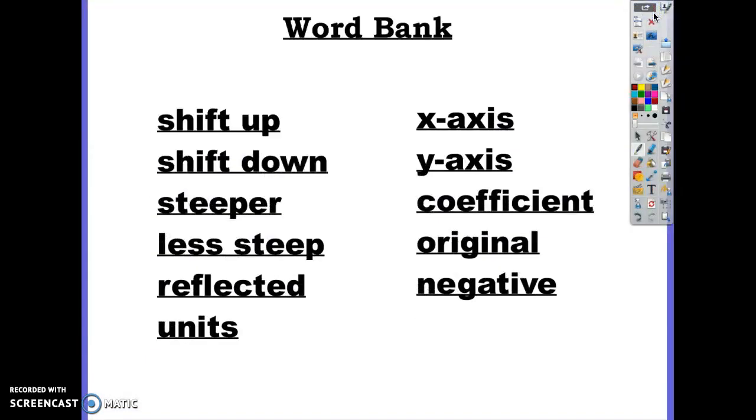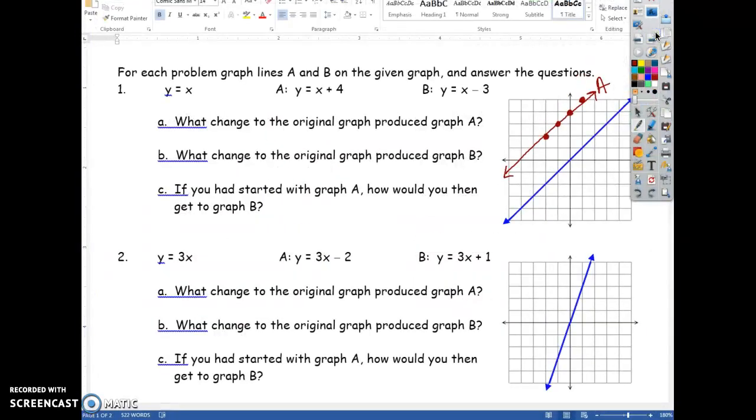Did it shift up? Did it shift down? Did it get steeper? Did it get less steep? What do you guys think? It shifted up, right? So from here to here, it shifted up how many units? 1, 2, 3, 4. So you would write the graph shifted up 4 units.